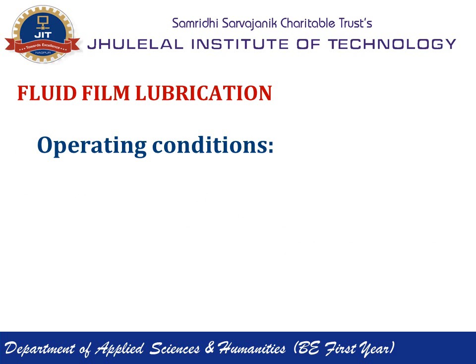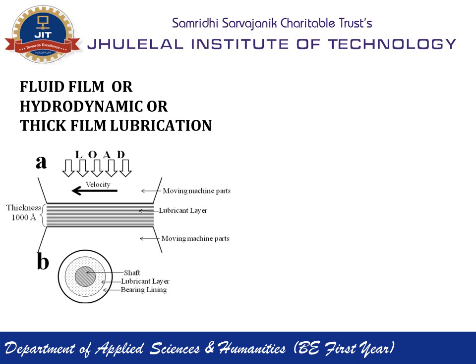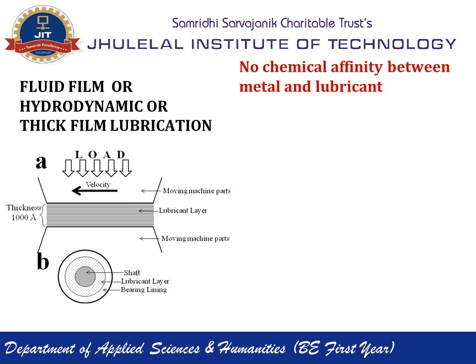The operating conditions of fluid film lubrication are low load, uniform temperature, and moderate speed. In this type of lubrication, the sliding metal surfaces as shown in figure A, or rotating metal surfaces as shown in figure B, are completely separated from each other by applying a liquid lubricant film between them. The liquid lubricant does not have any chemical affinity to the metal surface and it sticks to it only due to viscosity or stickiness. So it is also known as fluid film lubrication.